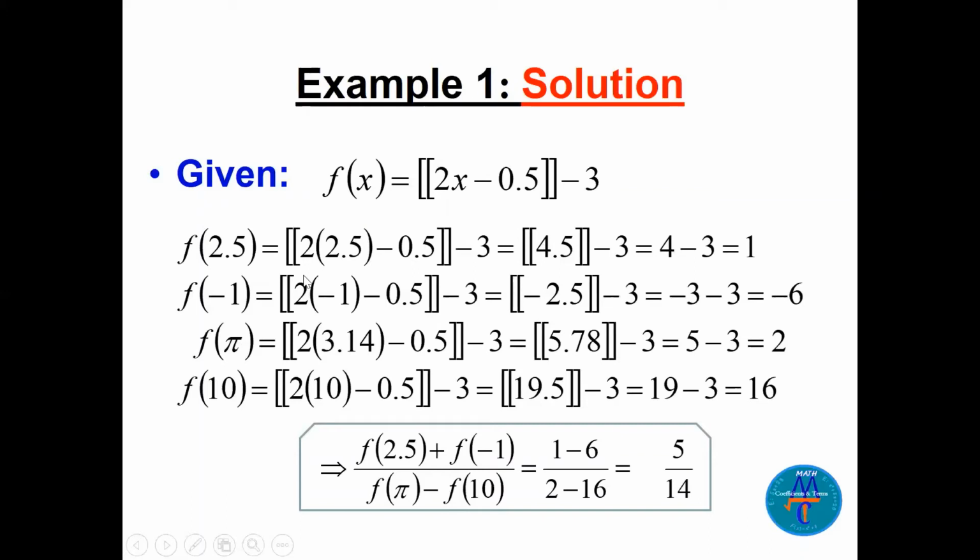Now, put minus 1, see here, minus 1, we need f of minus 1. Minus 2 minus 0.5 is minus 2.5, the greatest integer less than that, so it's minus 3. And we have already minus 3, so it's minus 6. F of pi, I put pi 3.14 in the x, so that's 6.28. Minus 0.5, it's 5.78. So the greatest integer will be 5. 5 minus 3 is 2. Same thing, I go for 10. Then I put the numbers, and this is the answer.